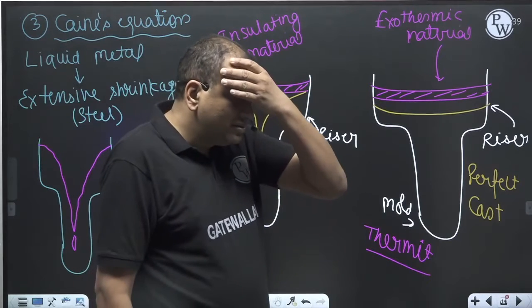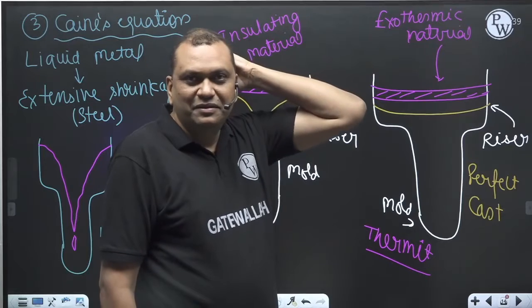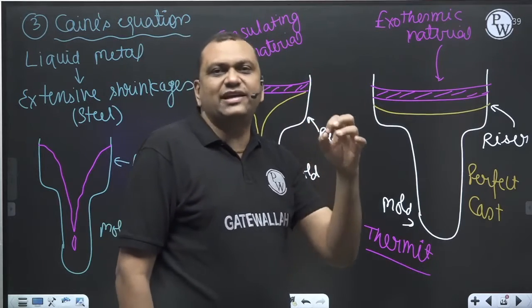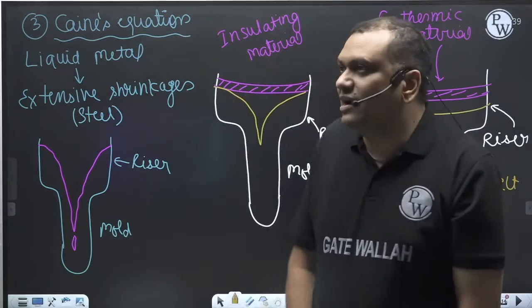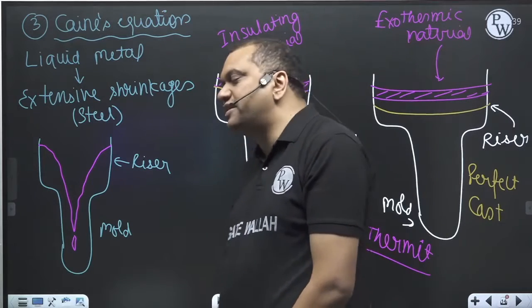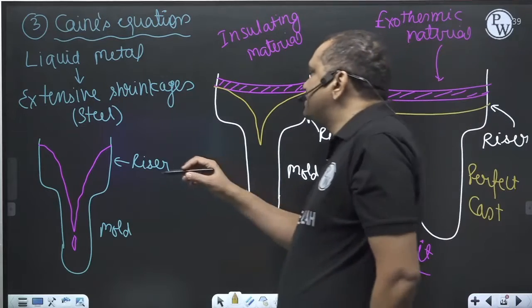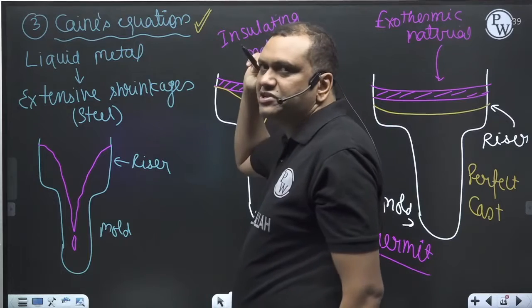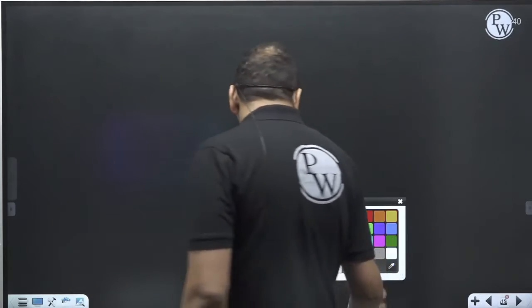So, steels or the materials that show excessive shrinkage are very difficult to cast. Either we have to use some exothermic material or some insulating material, and their riser design should be done using Caine's equation.